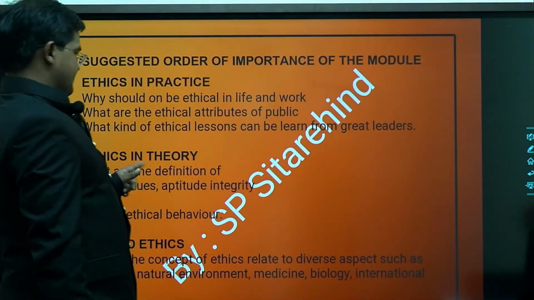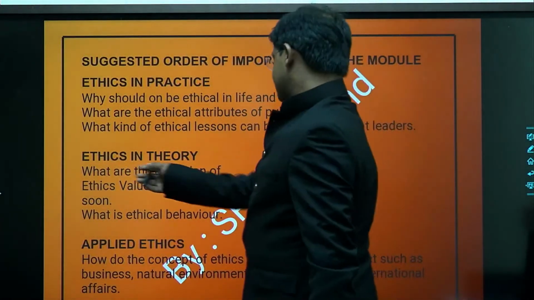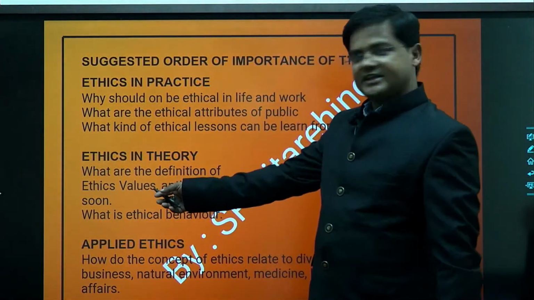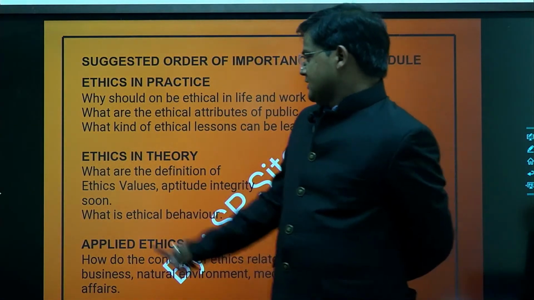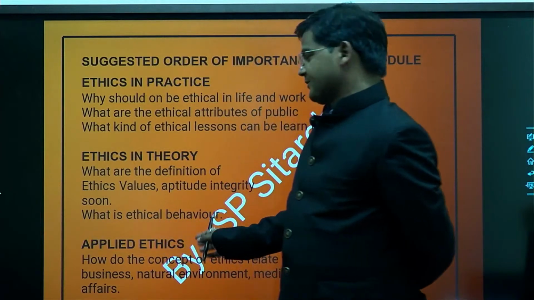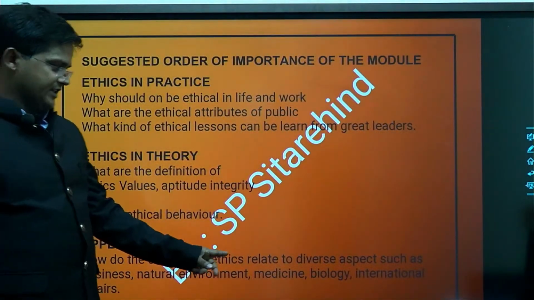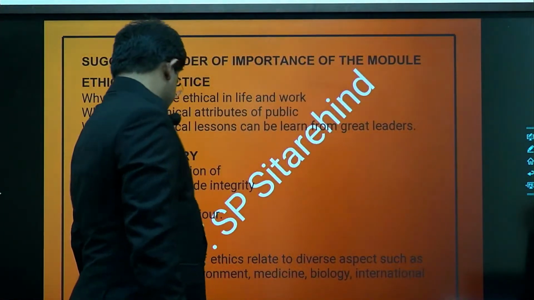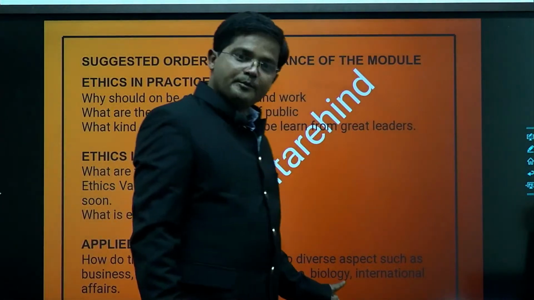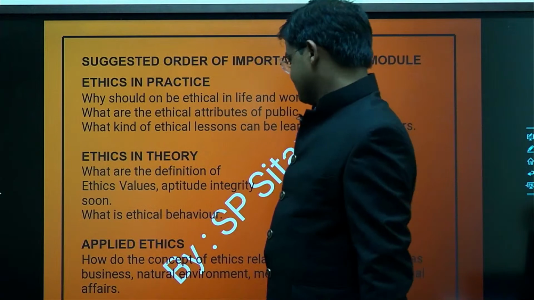Next, ethics in theory. Under it we will discuss what the definitions of ethics, values, aptitude, integrity are, and what ethical behavior is. Applied ethics: how does the concept of ethics relate to diverse aspects such as business, natural environment, medicine, biology, international affairs?